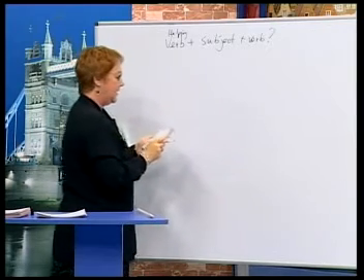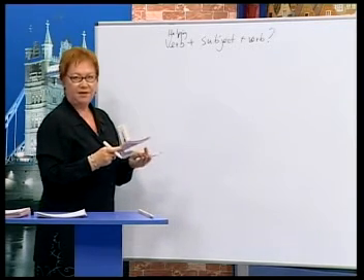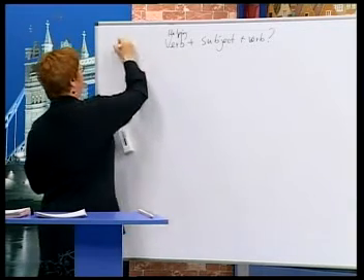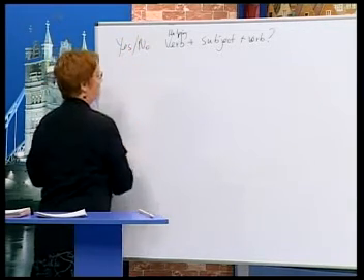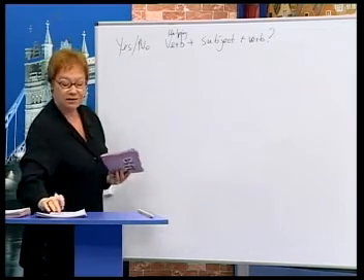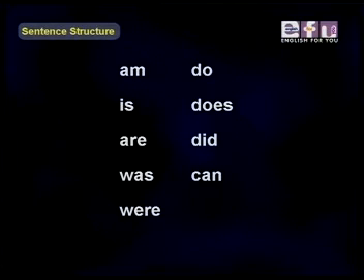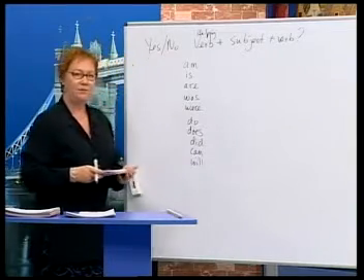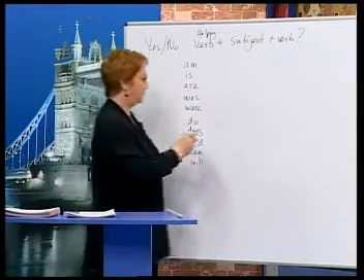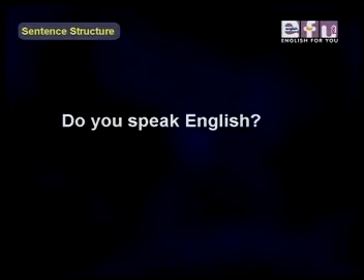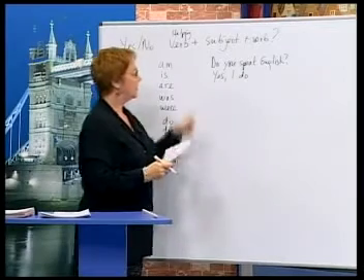Now, let's look at some of the verbs that we use to begin yes-no questions. Here are some of the words that we use to begin these questions: am, is, are, was, were, do, does, did, can, will. Now, here are some examples. Here's one with do. Do you speak English? Yes, I do. So here's the helping verb.